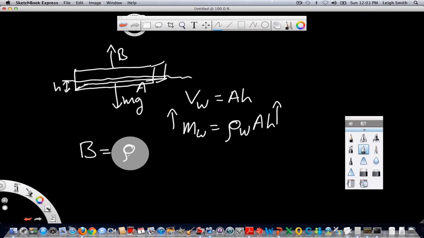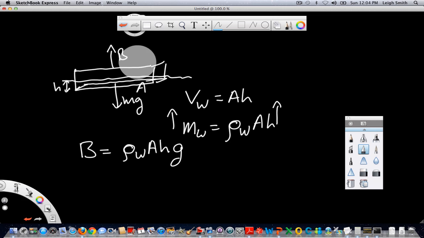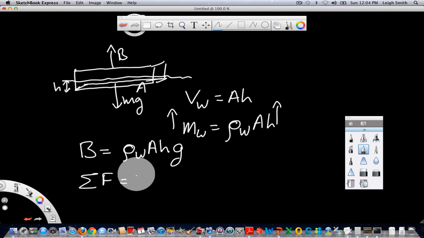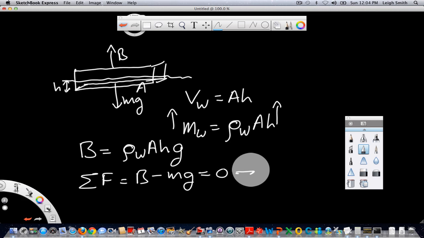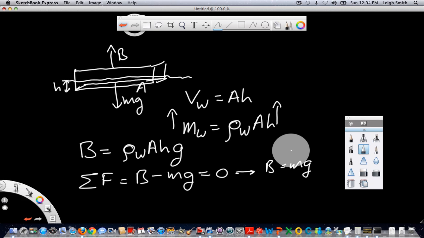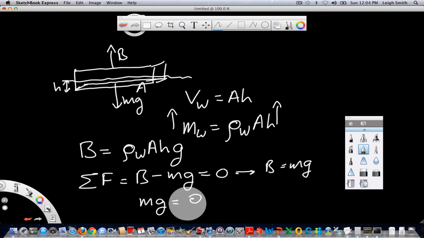And so B is essentially just rho of the water times A times h times g, because it's the weight of the water that gives you that buoyancy force. And if you look at the free body diagram, then if it's stable, the sum of the forces has to be equal to 0, which basically means that the buoyancy force is equal to mg, which, if we ignore the weight of the boat, is just the weight of the person. And so mg is equal to rho water A times h times g. The g's drop out.